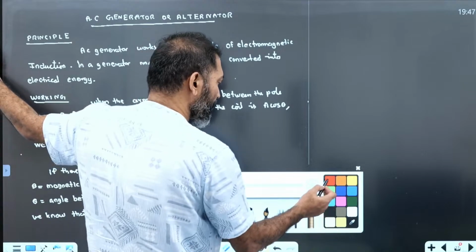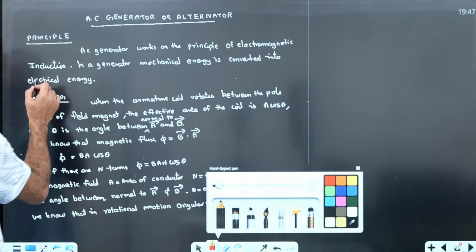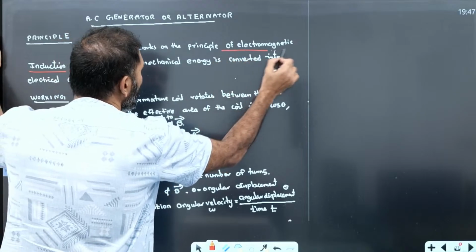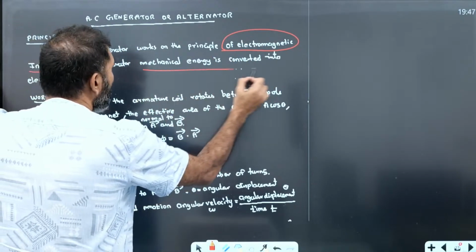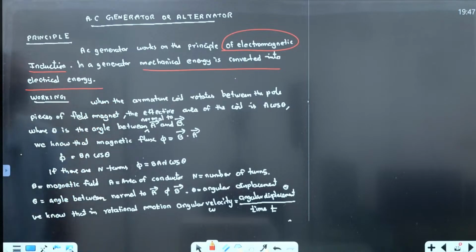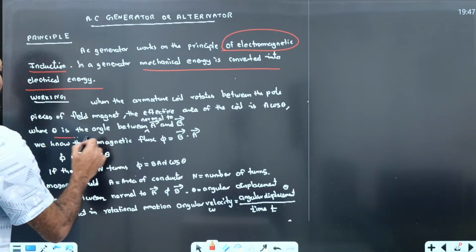Let's see, AC generator. It works on the principle of electromagnetic induction. What is the working principle? Electromagnetic induction. In a generator, mechanical energy is converted into what energy? Electrical energy. So what energy transformation takes place? Mechanical energy to electrical energy. Working: when the armature coil rotates between the pole pieces of the field magnet, the effective area of the coil is what? A cos theta, where theta is the angle between A vector and B vector.